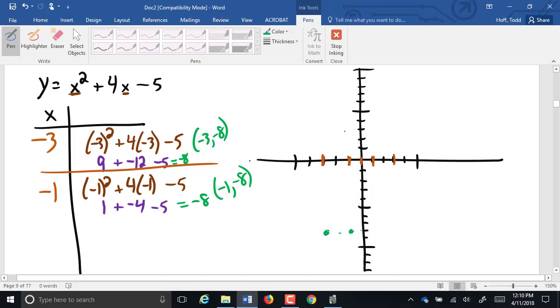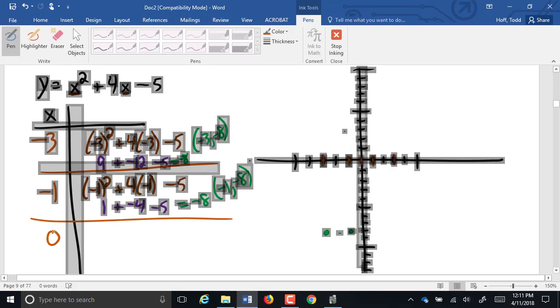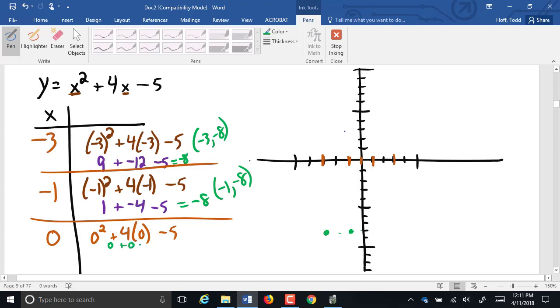Well, that shows us one thing. I mean, we got to be careful here. If I tried to draw a line through those 2 points, it would just be a flat line. That's not going to be the representation for this graph. So let's keep going. I use the 0 just because that's an easy point to put on. So if x is 0, y is 0 squared plus 4 times 0 minus 5. Well, 0 squared is 0, 4 times 0 is 0, minus 5 is a -5. So when x is 0, y is -5. So 0, -5 is right there. Obviously not a straight line here because those 3 points definitely do not line up.